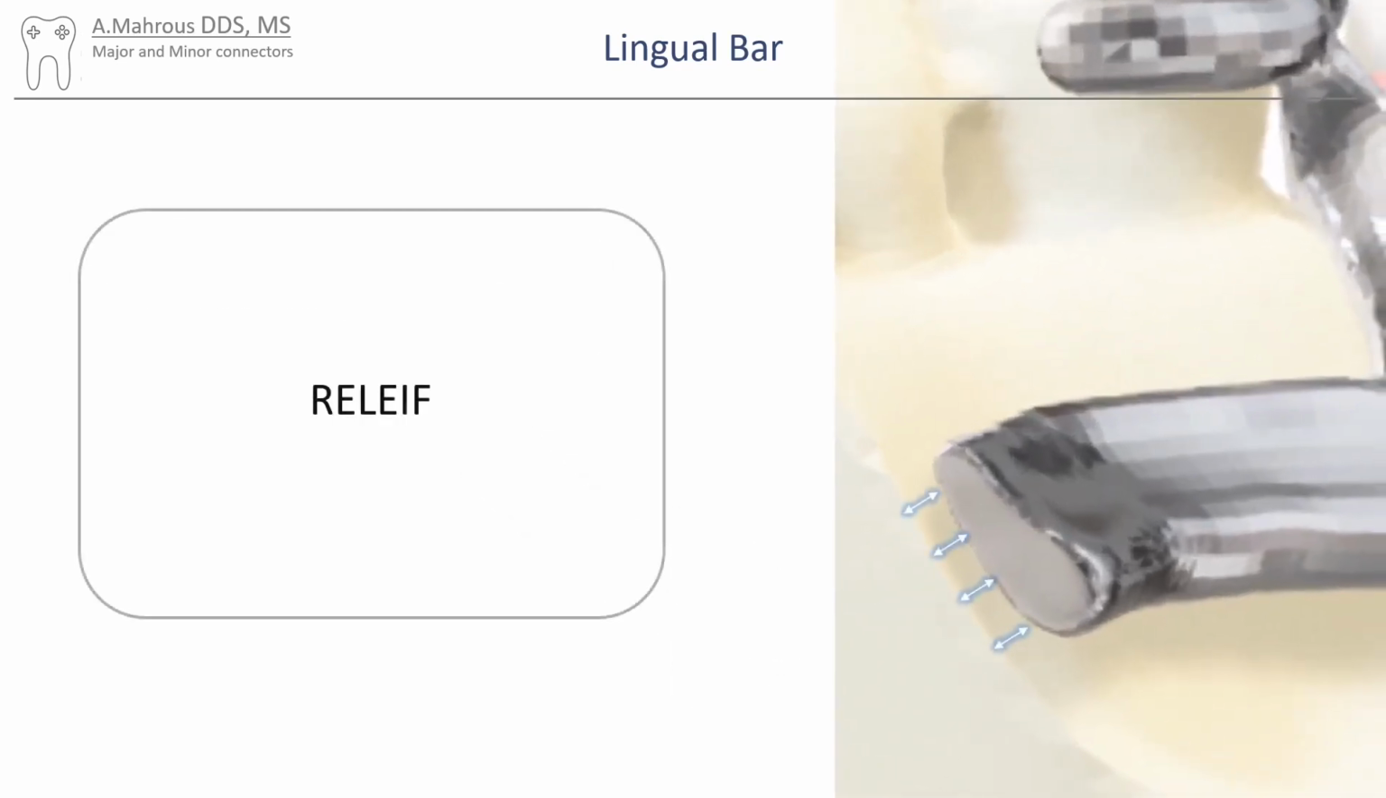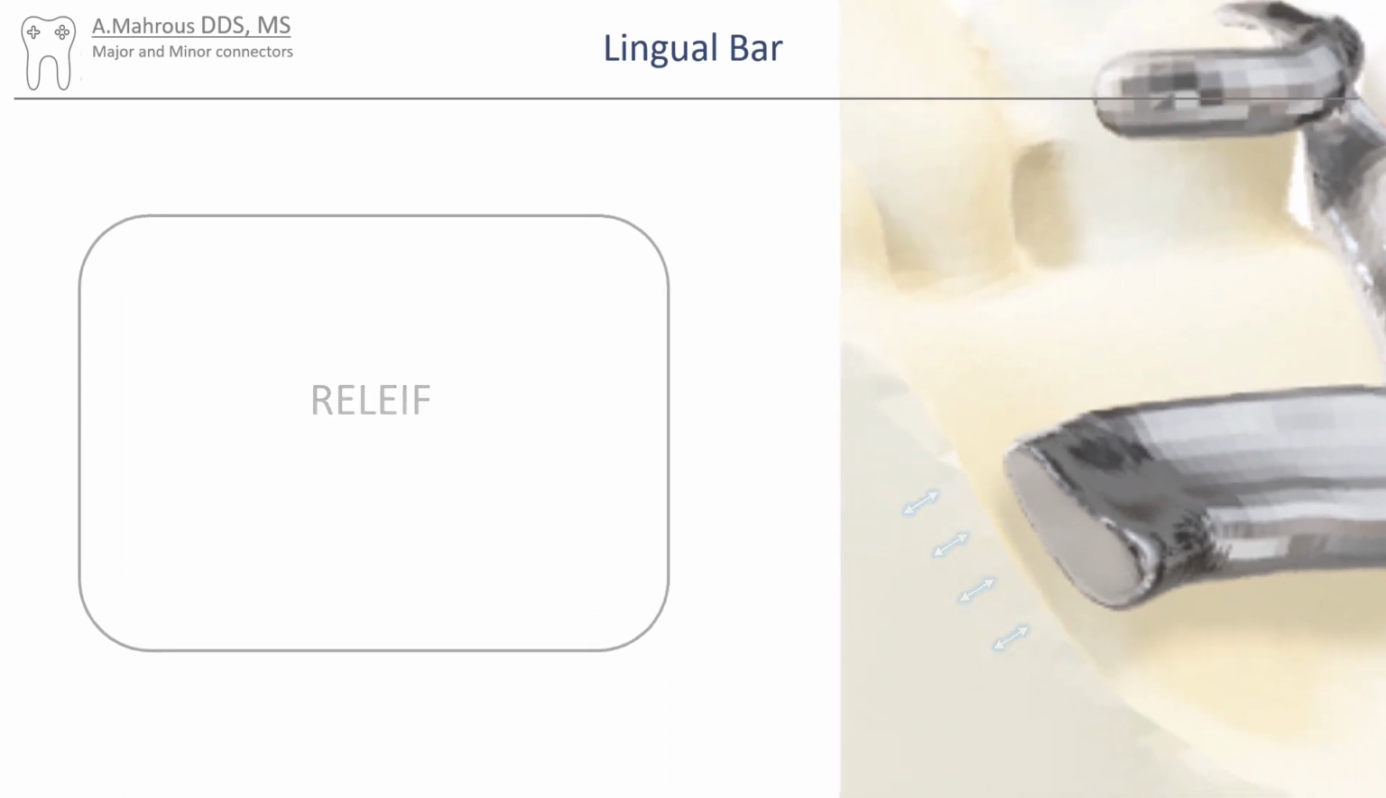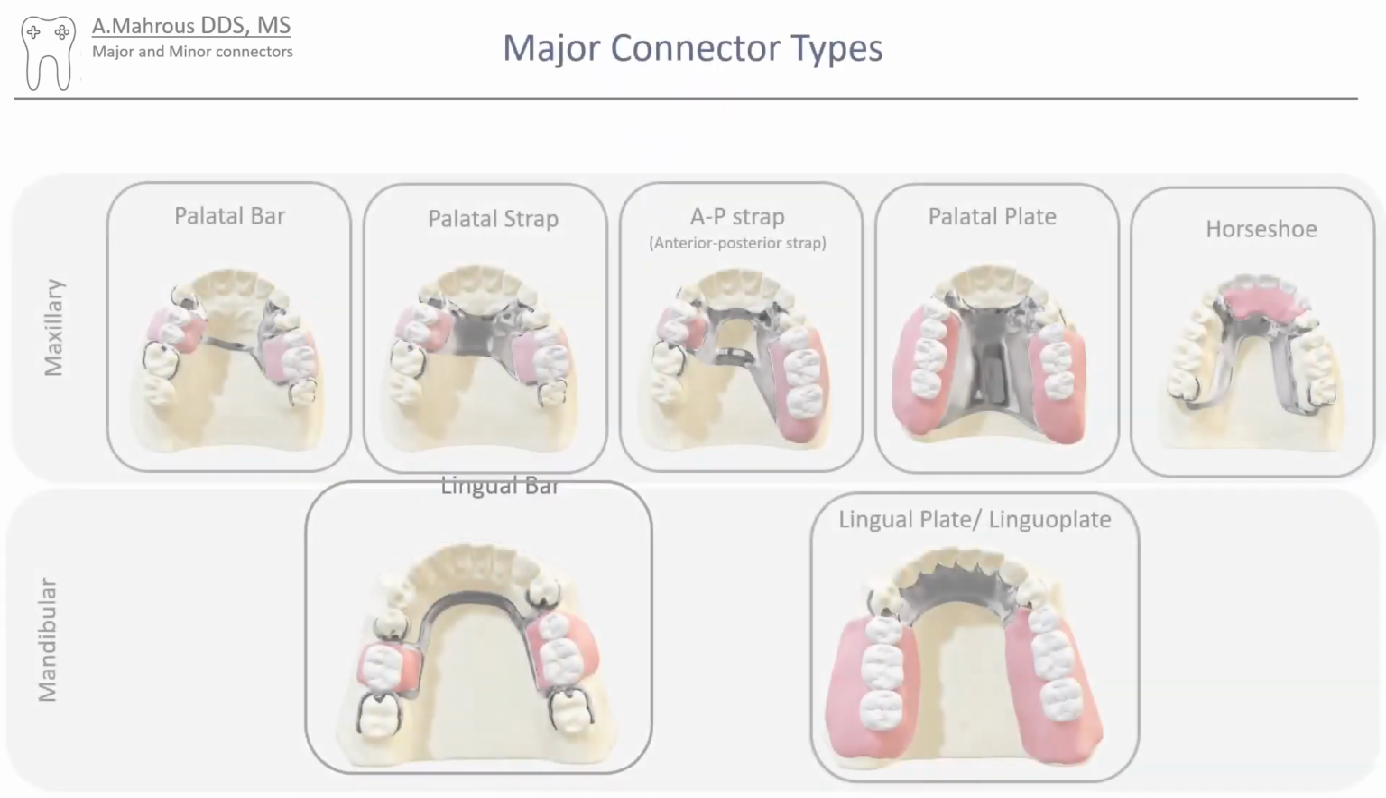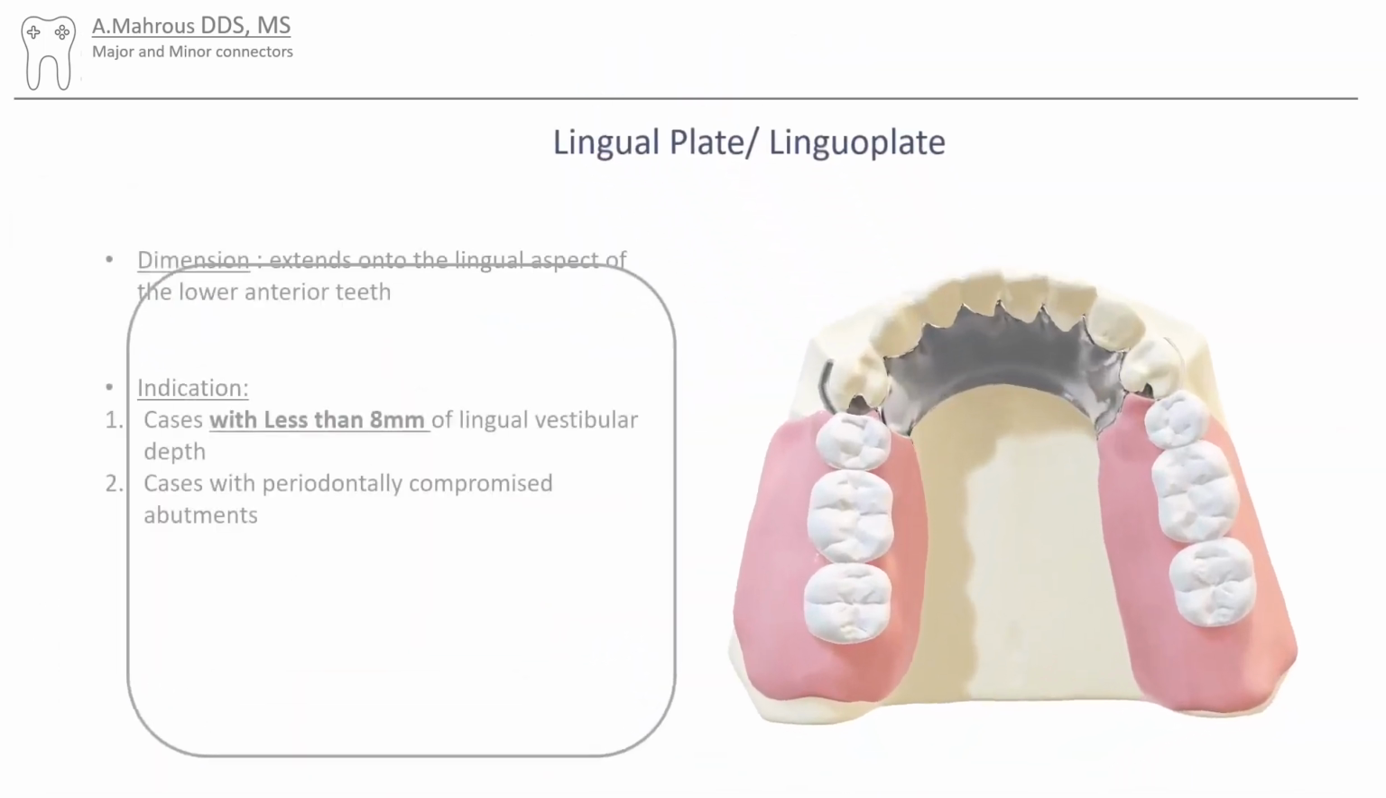Another thing you'll notice is that the lingual bar major connector does not actually touch the soft tissues. This is called relief. Relief is important in areas such as this because the floor of the mouth is non-keratinized and can be very easily traumatized if contact is sustained. Another thing you'll notice is that the lingual bar major connector has a cross-section of a half-pear shape. Now let's move on to our last major connector, the lingual plate major connector.